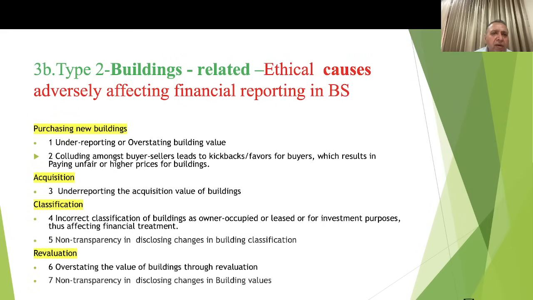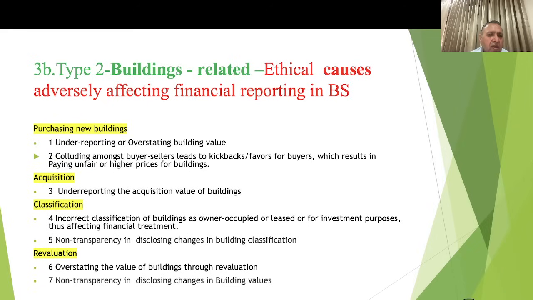Type 2, again, building related ethical causes. Purchases of the new buildings. Ethical causes, again under 6-7 heads. Purchasing: under-reporting or overstating building values, colluding amongst the buyer-seller, leading to kickbacks and resulting in paying unfair or higher prices of the buildings. Acquisition: under-reporting the acquisition value of the buildings.